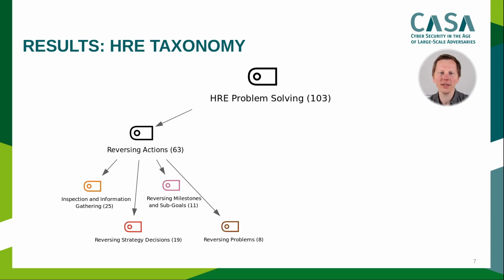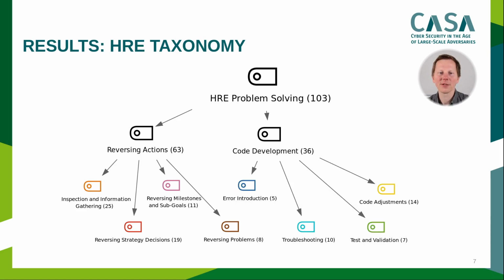The first category, reversing actions, includes the steps taken and strategies chosen during reverse engineering. One important observation here are the various types of reversing problems that our participants encountered. As previously stated, developing automations is a central supporting activity during HRE. Hence, our second category comprises various facets of code development. Finally, we observed a few external factors that influenced our participants, such as software bugs or external interruptions.